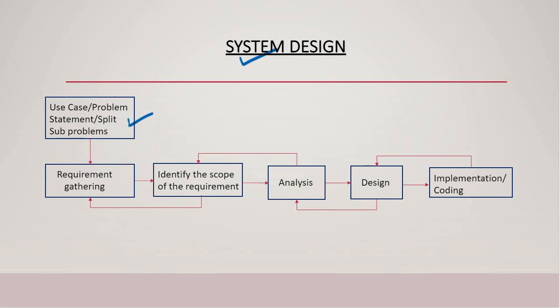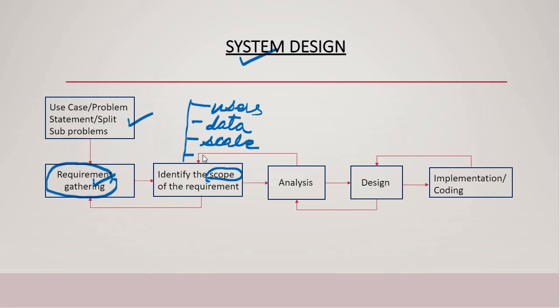Then we will focus on the requirement gathering. It's a very crucial step because the requirement gathering will identify the scope of the design. Scope here is a generic term. However, we can quantify it in terms of number of users or data. Then we have factors like scalability, and then there are other factors like latency, high availability, and many other things.